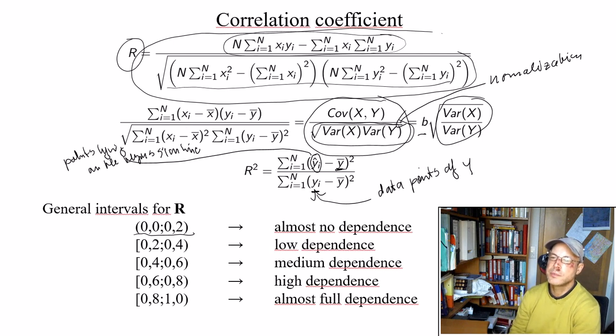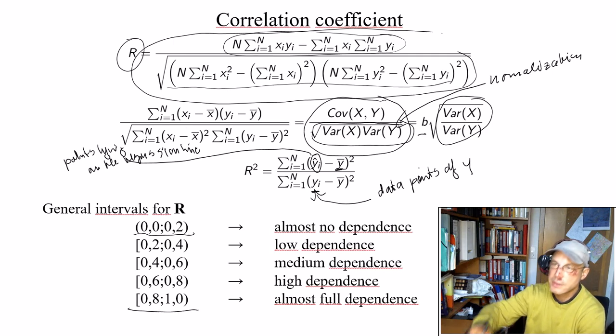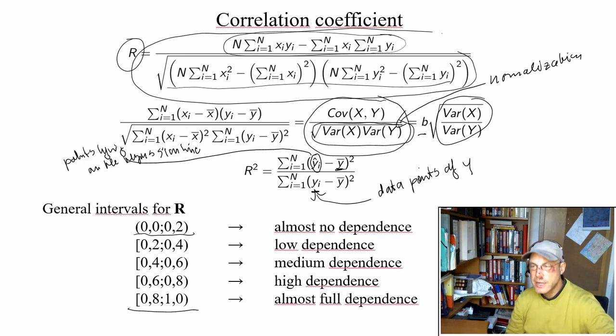And we could then say for a correlation coefficient between 0 and 0.2, we have almost no dependence, so there is not much explanatory fit in our regression. And if we are then in a neighborhood of 1, then we can say our data points are lying very closely on our regression line.